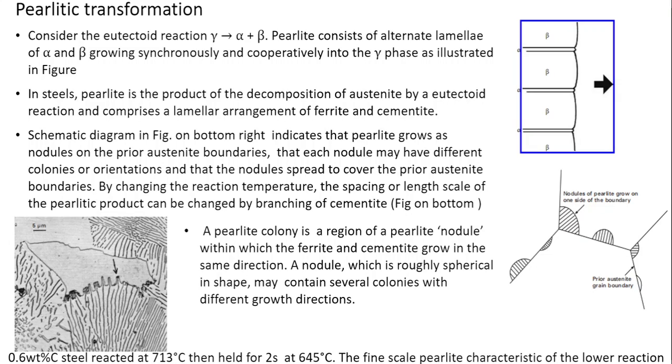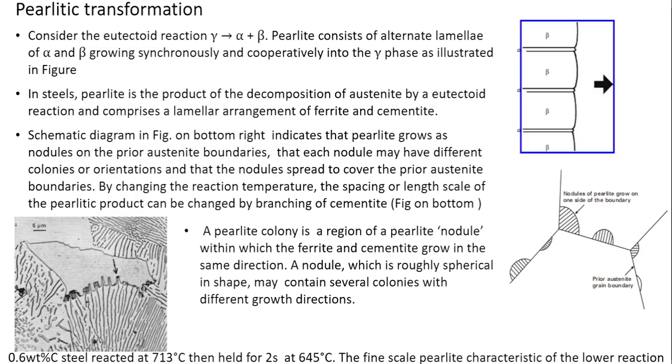In today's talk, we will look at the characteristics of pearlitic transformation and then arrive at an equation for its growth rate. Pearlitic transformation is a consequence of eutectoid reaction.